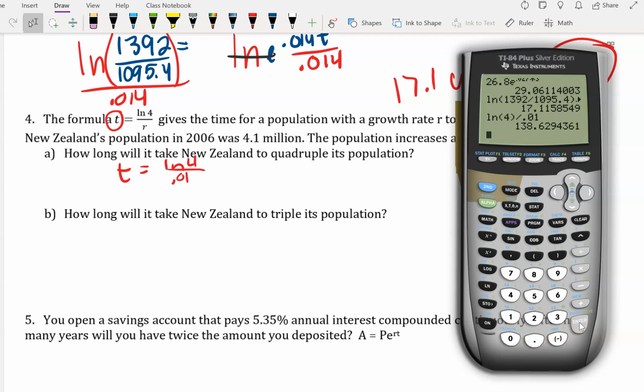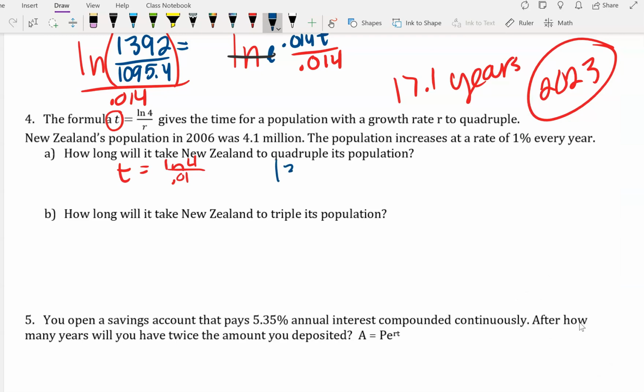All right, so it will take 138-ish years, 138.6 years to quadruple, which hopefully kind of makes sense because it's a pretty low increase rate, or pretty low percentage, so it's going to take a long time.